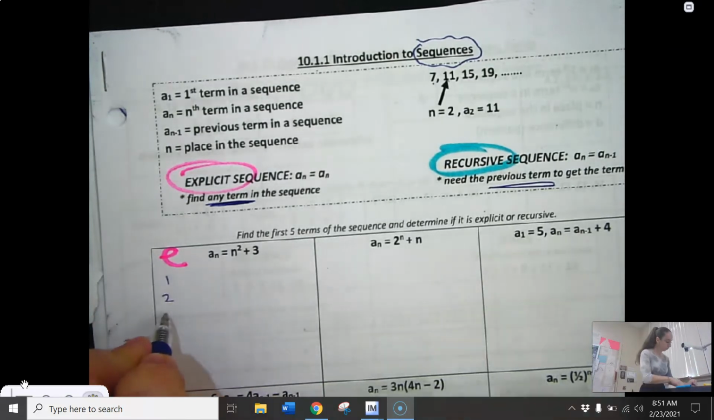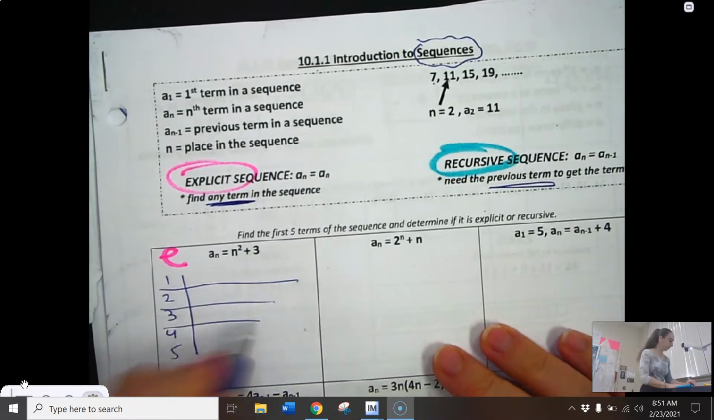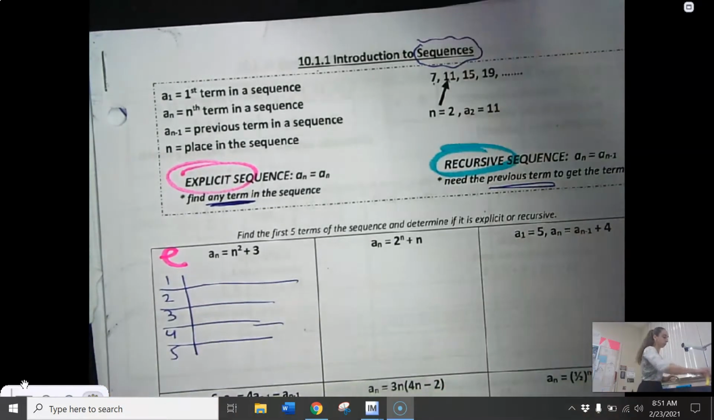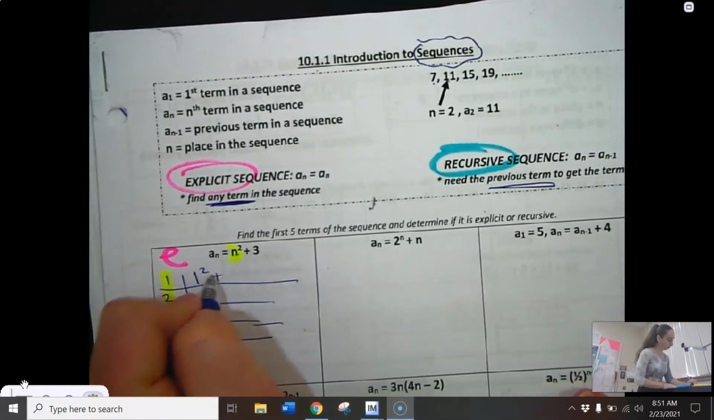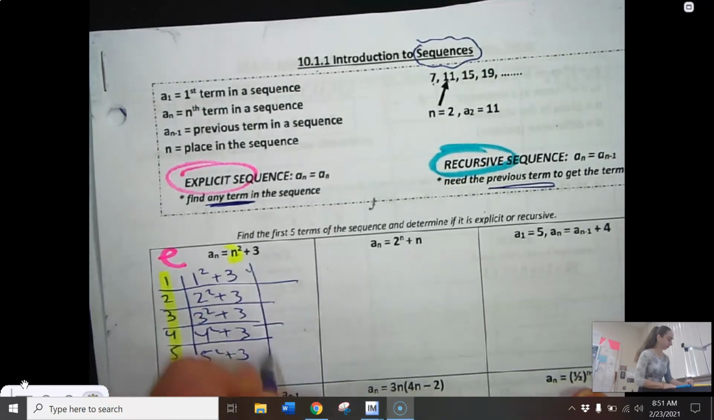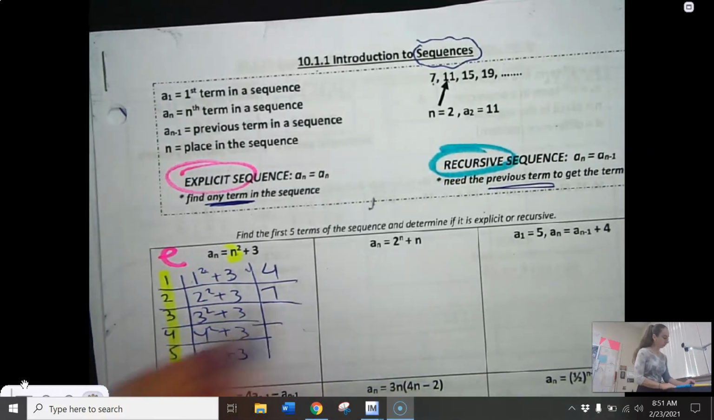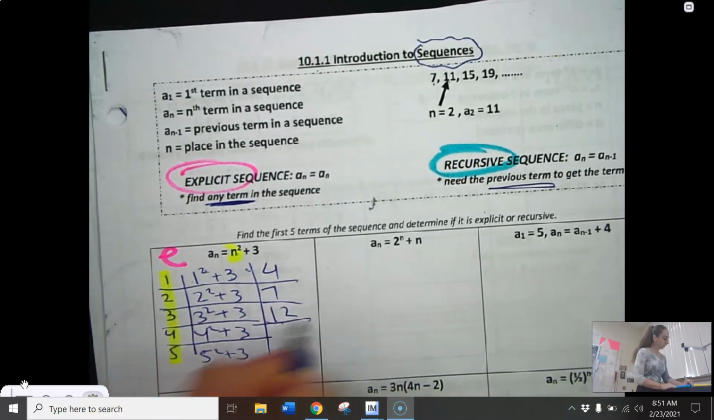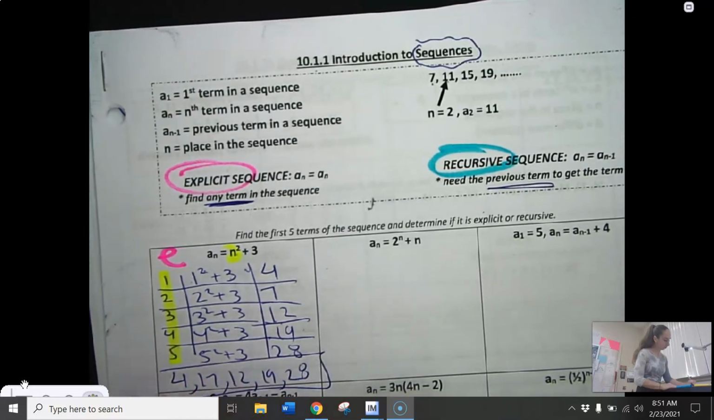Of course, I'm going to have you show work. So 1, 2, 3, 4, 5. I like existing in boxes and rows. It's easier for me to find things. So I'm going to take all of these and plug them in. 1 squared plus 3, 2 squared plus 3, 3 squared plus 3, 4 squared plus 3, 5 squared plus 3. And then I simplify. 1 squared is 1, plus 3 is 4. 2 squared is 4, plus 3 is 7. 3 squared, 9, 12, 19, and 28. So the first 5 terms in this sequence are these.